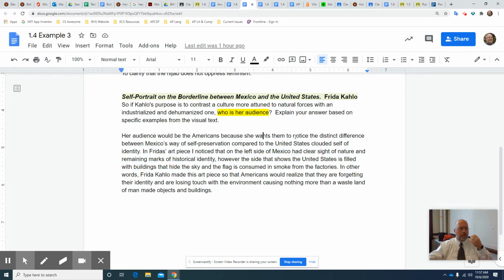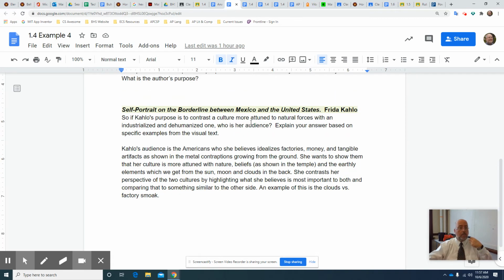I also like the writing here. Between Mexico's way of self-preservation compared with the United States' clouded sense of identity. I like the way that she's trying to use some harder words in there. This here is another good example. Americans believe that it idealizes factories, money, and tangible artifacts. But here we get down to she wants to show them that her culture is more attuned with nature beliefs, as shown in the temple. This is an example: their personal and religious beliefs as shown in the temple.